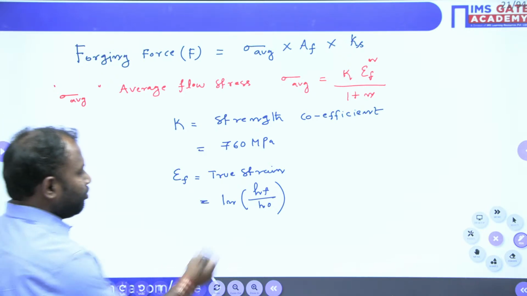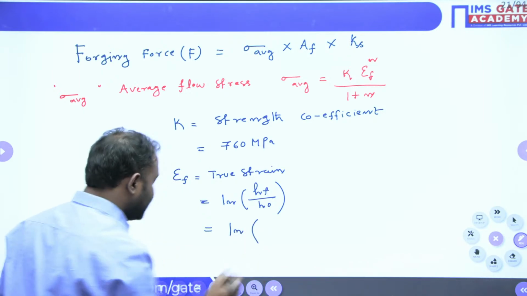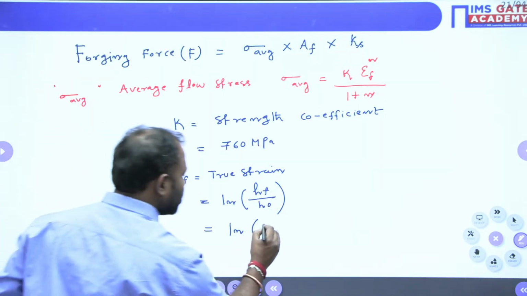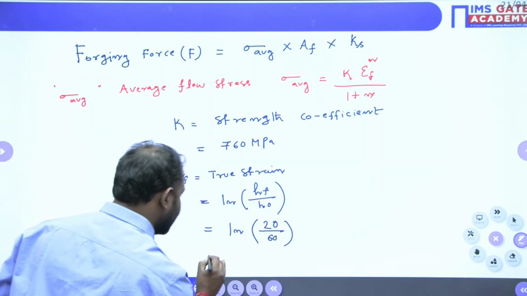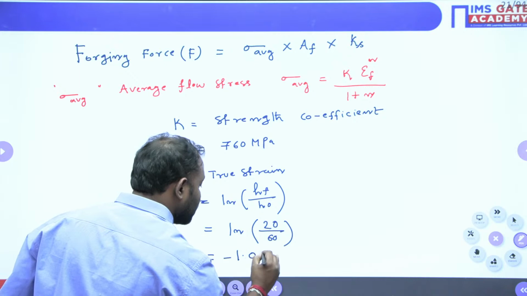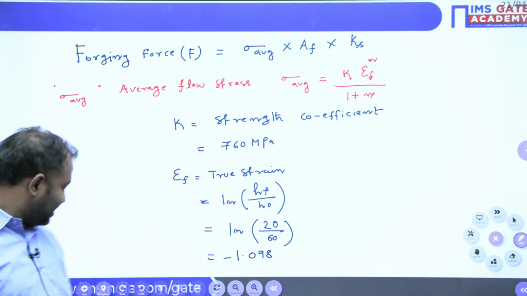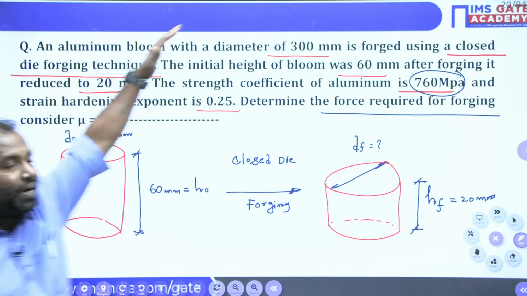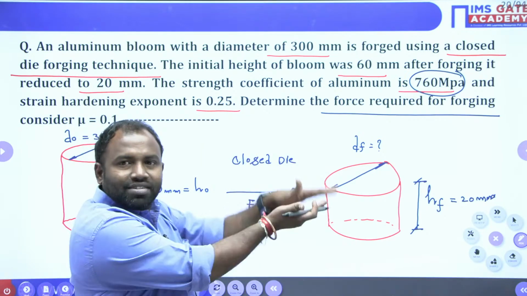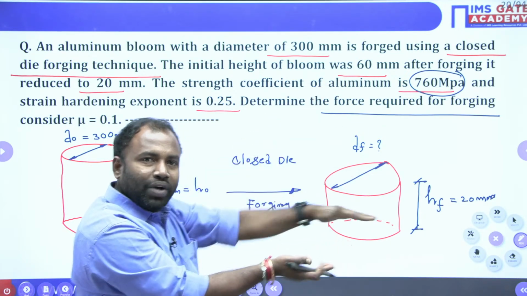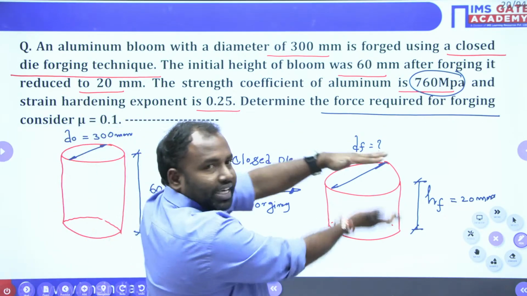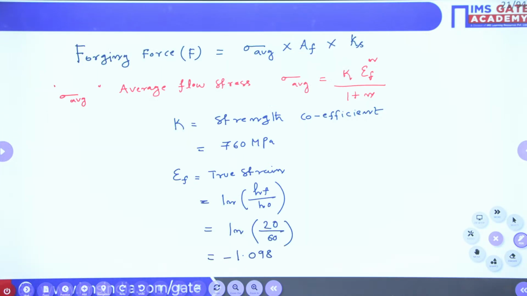Right. Now here, ln of HF divided by H naught. HF is 20 and H naught is 60. So you are going to get minus 1.098. Why minus? Because of compression. Here the height is going to be reduced. That is why the minus indicates that it is a compressive action. Isn't it, guys? Height is reduced by the compressive force. So 60 mm height is compressed to 20 mm. That is why the true strain has a minus sign.